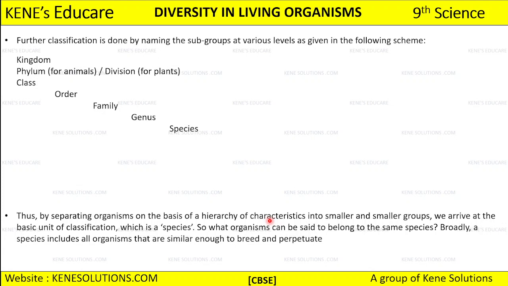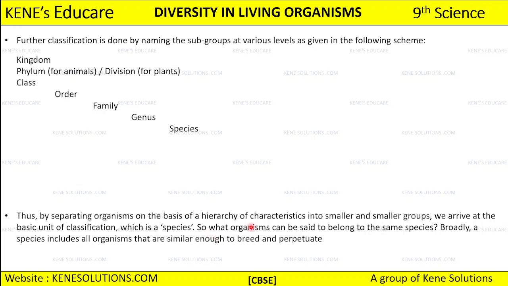Now what is happening here is, as we are coming to order, family, genus, species, through the hierarchy that we are making, we are characterizing it and we are making smaller groups altogether. Okay, so here after characterizing them and bringing them to smaller groups, we are arriving at the basic unit of classification, which is the species.